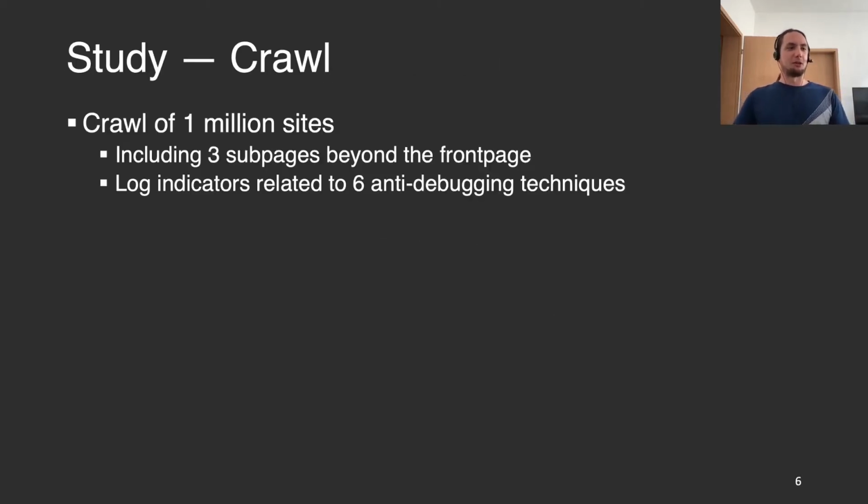So we wanted to know how many websites abuse these little features to annoy people and prevent somebody from analyzing the website. So we did a crawl of 1 million websites, including also some subpages. So we didn't just look at the front page, but we also randomly selected a few links. And then we visited every website and collected some indicators for one or more techniques.